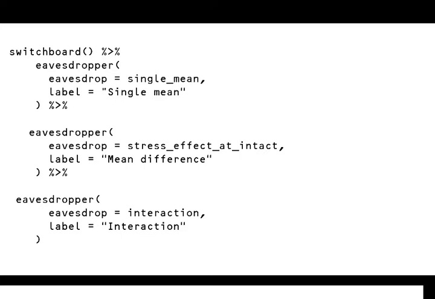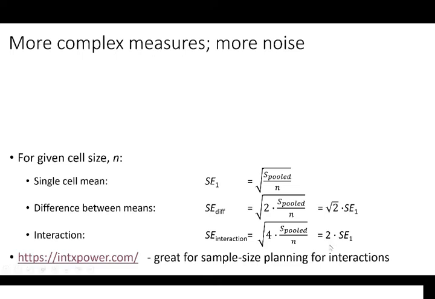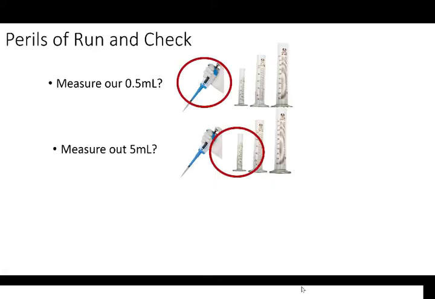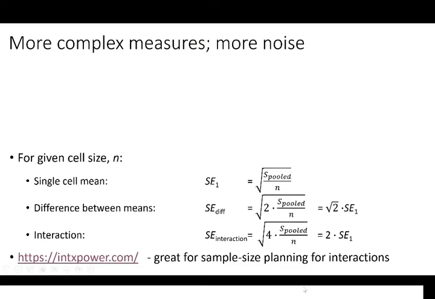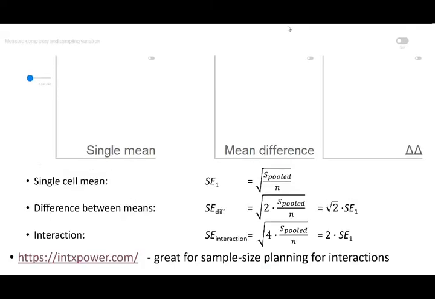So here you can see I've got one that's going to show us the value of the single mean, the value of one of our simple effects, the difference between 2 means, and the value of the interaction. So we get 3 different panels. They're going to be able to monitor the simulation. So let me bring it up here, and I can show you what it looks like.